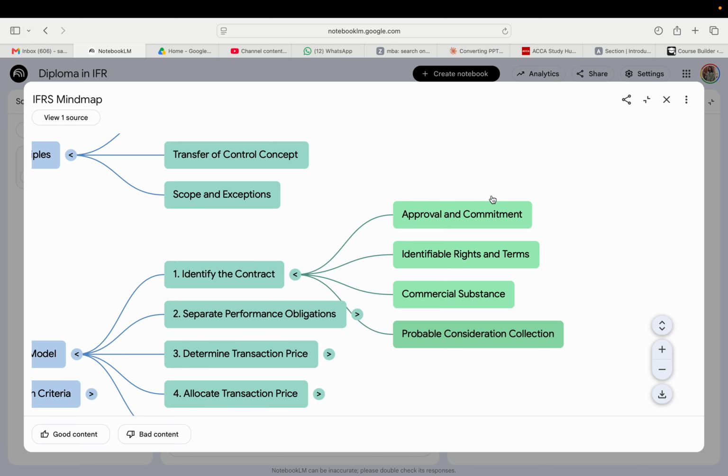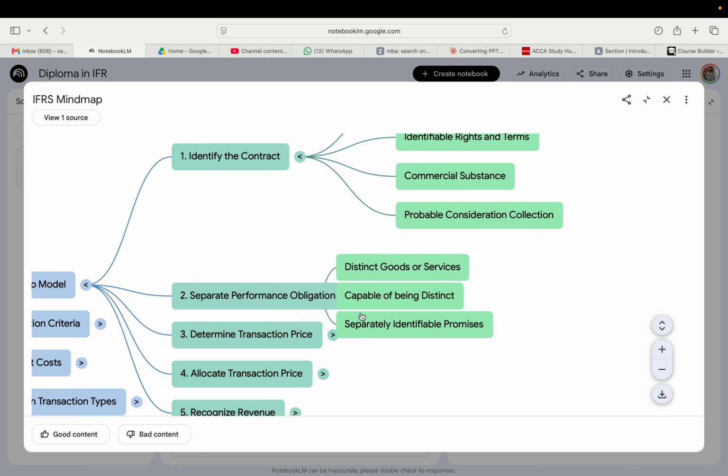So for a contract, it should be approved, there should be a commitment, there should be rights and terms of the parties. Okay, it should be identified from that contract who has what rights. Then there should be a commercial substance. Commercial means there should be an objective to make a profit, not a charity or anything. Then probable consideration collection. That means you should receive an amount, you should be entitled to an amount.